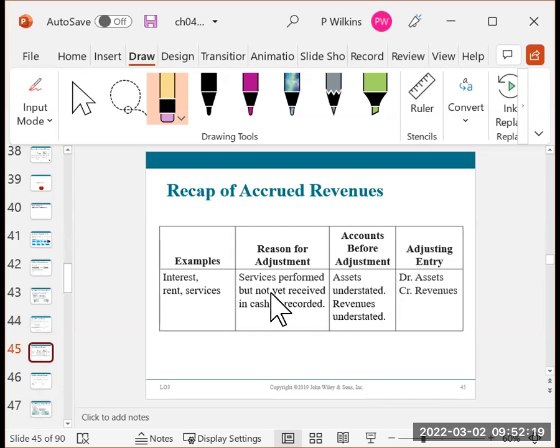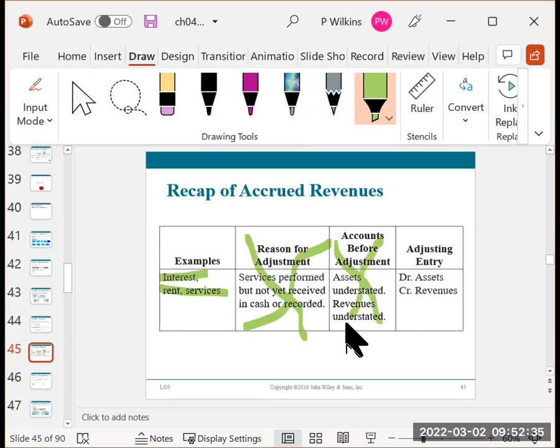All right. So we can see these type of entries for interest, rent, and services. Then when we get into the next chapter, we're going to get into sales revenue. But right now, these are the only ones that we might see. Don't worry about the reason for the adjustment. Don't worry about the accounts before or after the adjustment. I think those just confuse people at this point. If you want to read them, that's fine. But I would say don't really focus on those. Now, the thing you do want to focus on is that your adjusting entries are going to be debiting an asset and crediting a revenue. That's going to be a key piece for those. Okay.